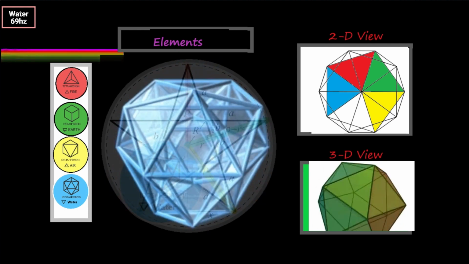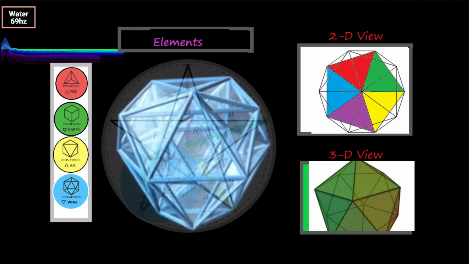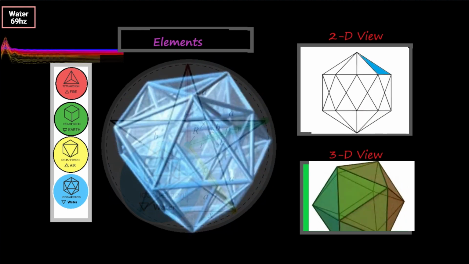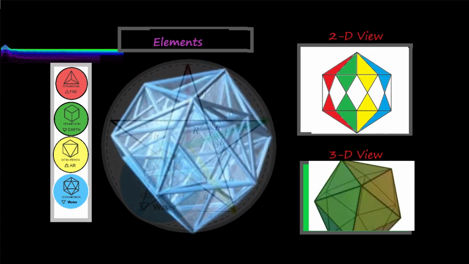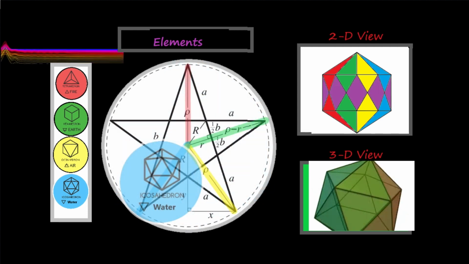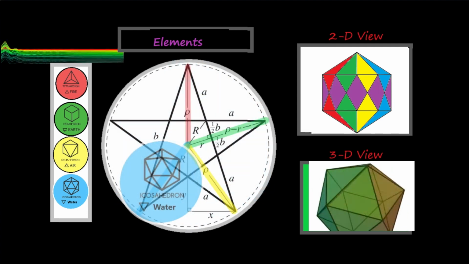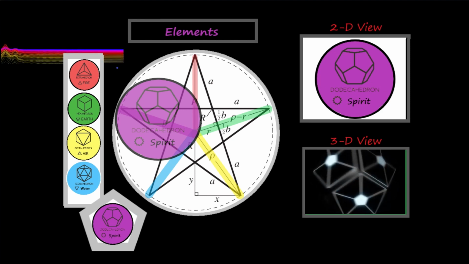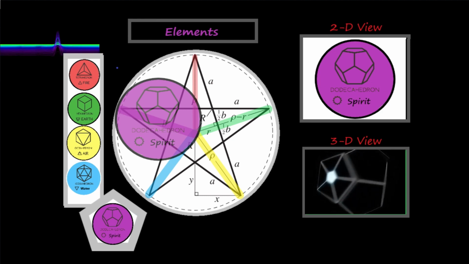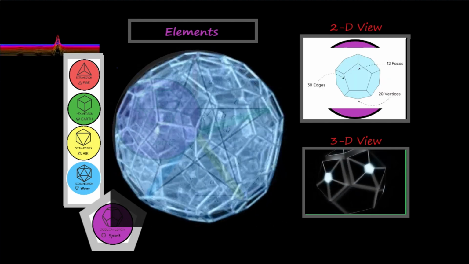When we look at a 2-dimensional top-down view of an icosahedron, we can see 10 identical circumradius of a pentagon. The final circumradius of the pentagram will be associated with the spirit element. This will be a geometric dodecahedron.